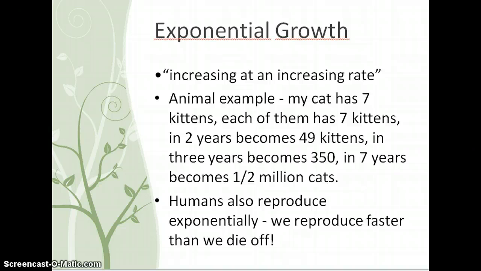That is, something is increasing in size over smaller and smaller periods of time. An example might be, let's say my cat has 7 kittens, and each of the 7 kittens in 2 years has kittens, and it becomes 49 kittens. In 3 years, becomes 350 kittens, and in 7 years becomes 500,000 cats. Over smaller and smaller time periods, the population is getting bigger and bigger at a faster and faster rate.